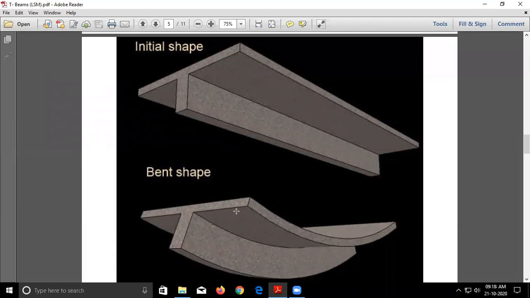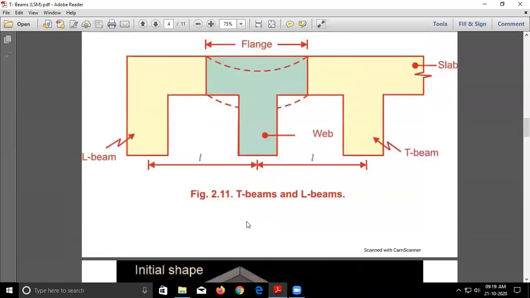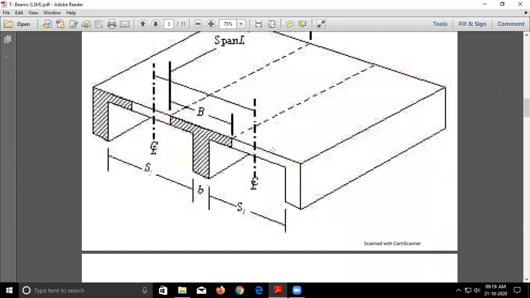How much width can I take? Suppose I have this slab, and we have stopped here. Can I take the width of the flange till here also? Till here also? So how to know that? How much is the width of the T beam? Can anyone tell me how much it should be, and what does it depend on?